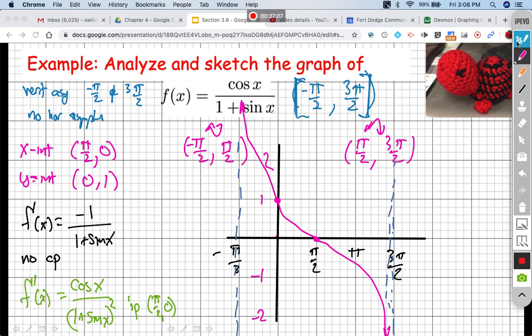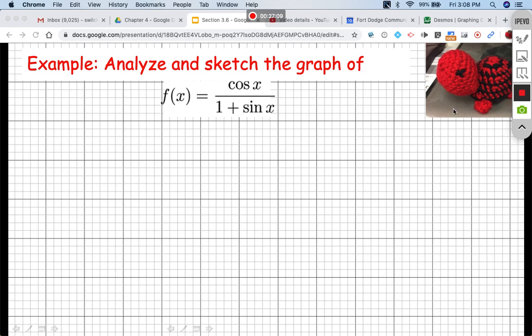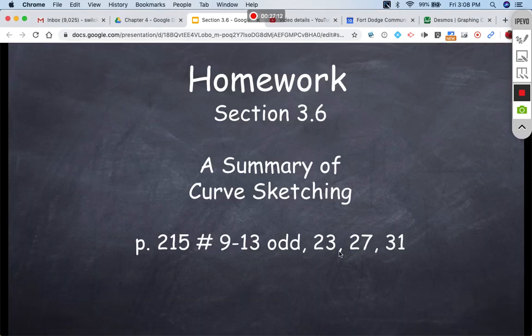So that's doing one of these with trig functions. So, yeah, have at it. Keep working with this. As I said before, only 3 problems on this homework, but they're long enough problems. So work at it and bring me your questions. Enjoy.